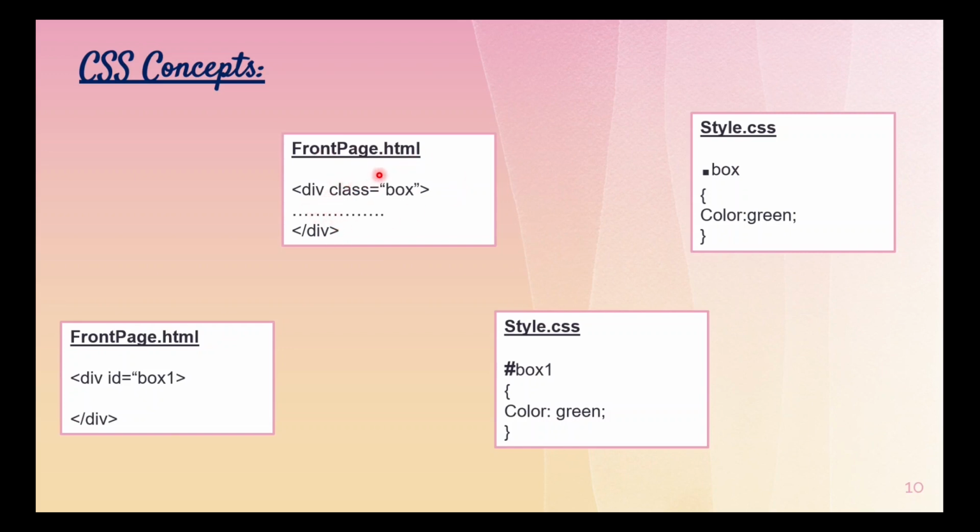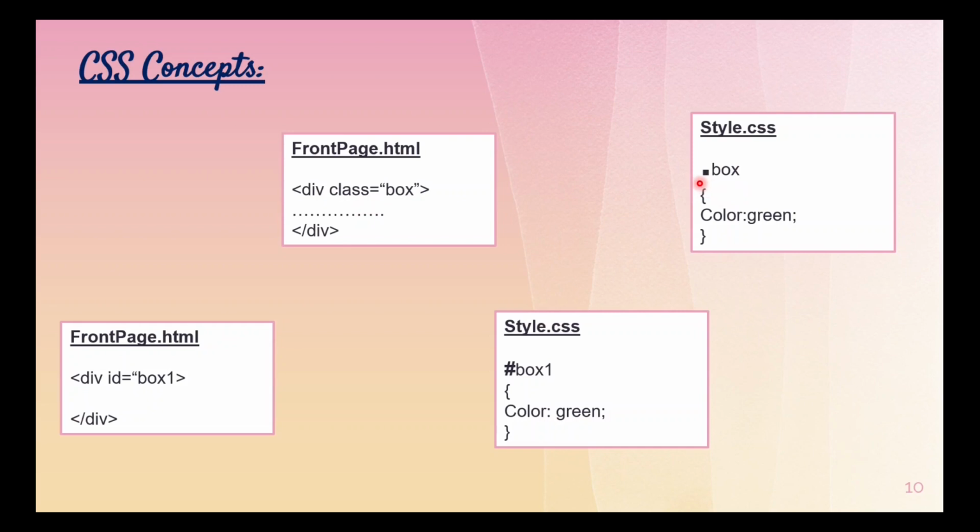So in front page.html we have the div tag, and inside the div tag we have the class, and the value of this class is box. If I append a style sheet to this HTML page, how will I style this div block? I'm going to style it through this class value, that is box. To access this class, I'm going to write a dot. This period is used while accessing the class value.